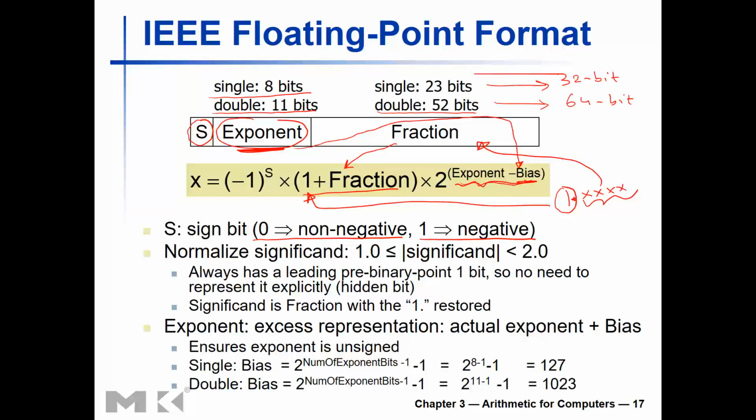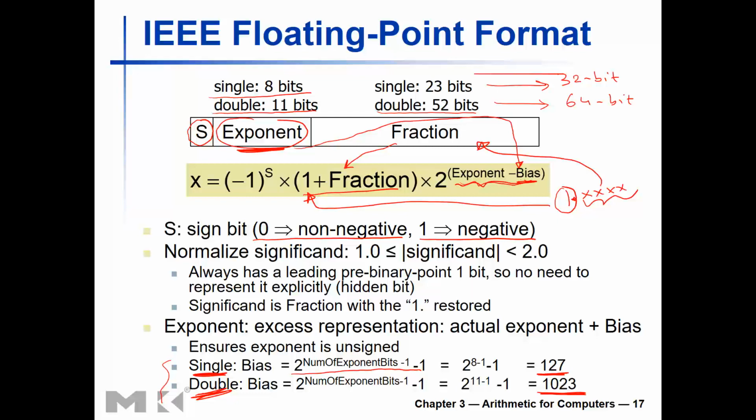To be honest, it's one of those things that irritates me about the IEEE format. But that's the standard, and we have to abide by it. So the question is, what is the value of this bias? Well, the value of this bias is 2 to the power of the number of bits minus 1, minus 1. So in the case of single precision, it is 127. In the case of double precision, it is 1023.